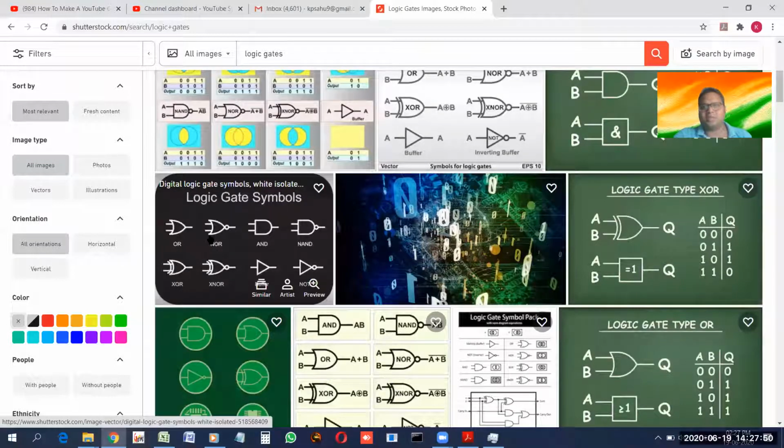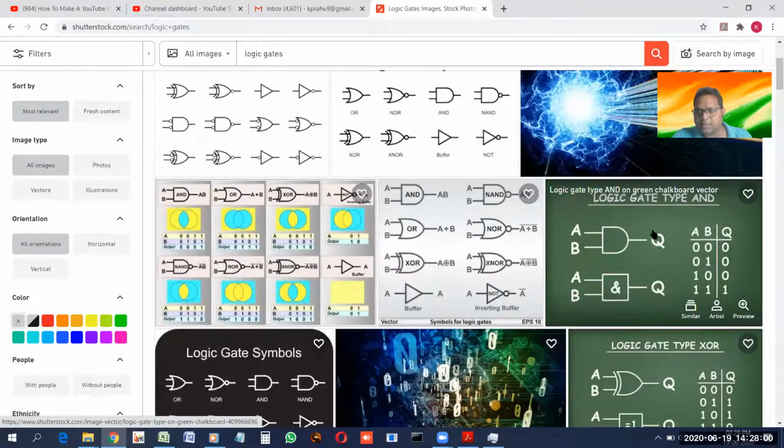You might say, sir, what is this? This is not in our syllabus. So don't worry, children. Just try to understand. It's quite simple. Okay. I can see that these things might help you a lot. Look at this diagram. This is the diagram of the AND gate. You can find it on the internet.